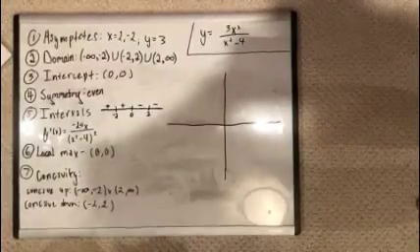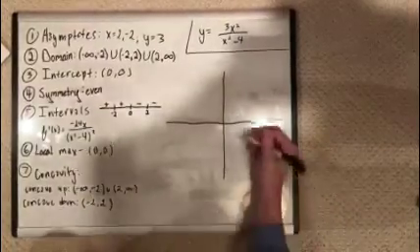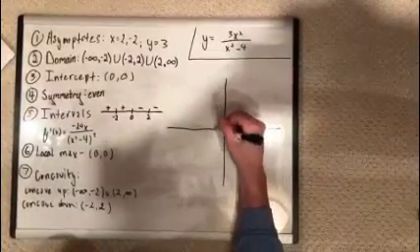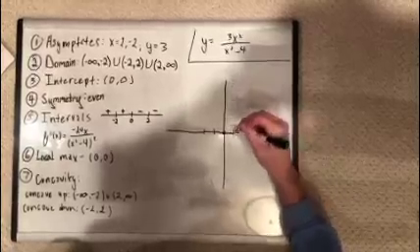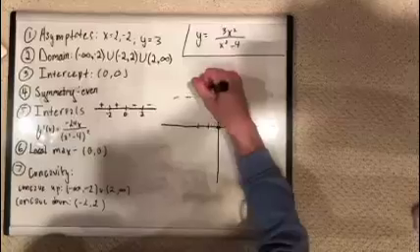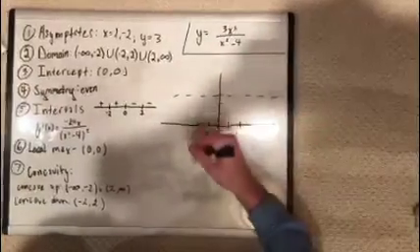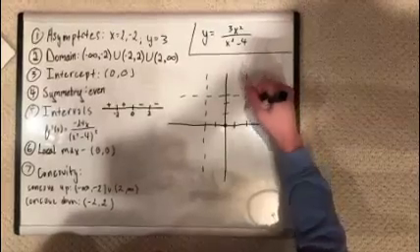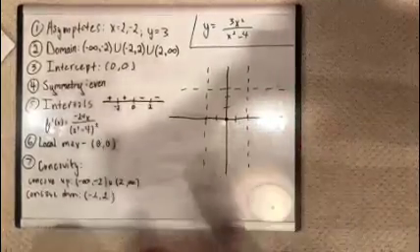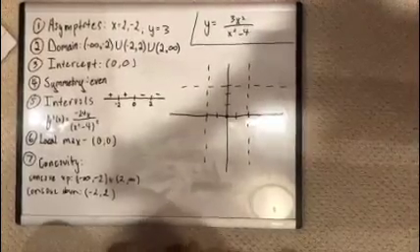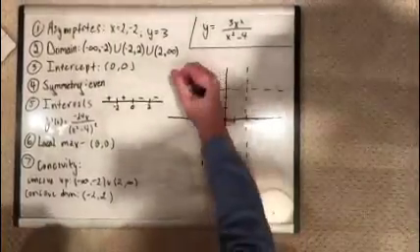So now that we have the information, we can actually graph it. So we know that there's an intercept at 0, 0, and we know that there are asymptotes at x equals negative 2, 2, and y equals 3. Now, before negative 2, we know that it is concave up, and the graph is increasing, so it'll look something like this.